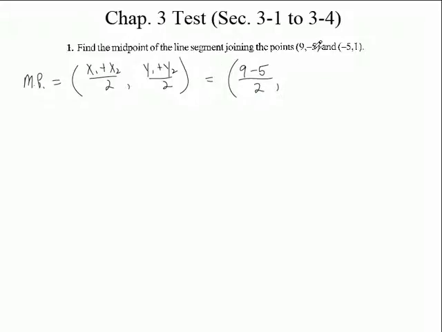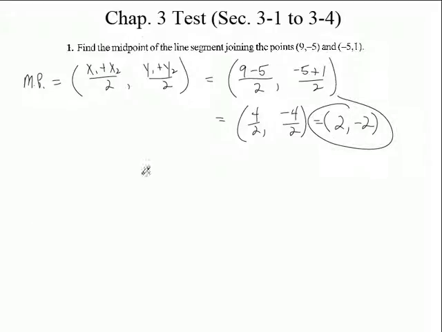Then you take the two y's and you add those together. So that's negative 5 plus 1. Divide that by 2. Now you just work it out. 9 minus 5 is 4 divided by 2. Negative 5 plus 1 is negative 4 divided by 2. Just simplify it. 4 divided by 2 is 2. Negative 4 over 2 is negative 2. And that would be your midpoint between those 2 points.